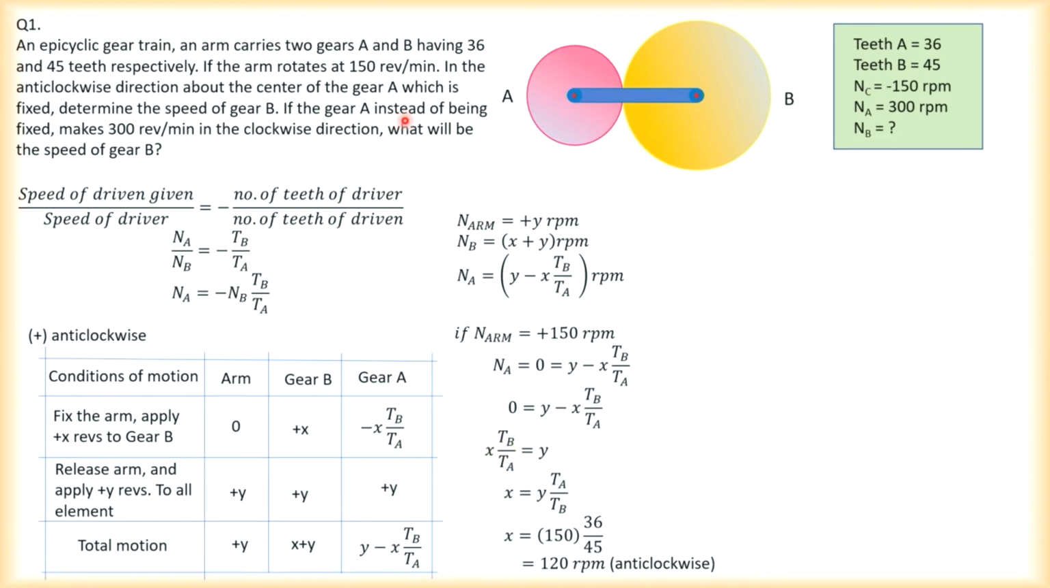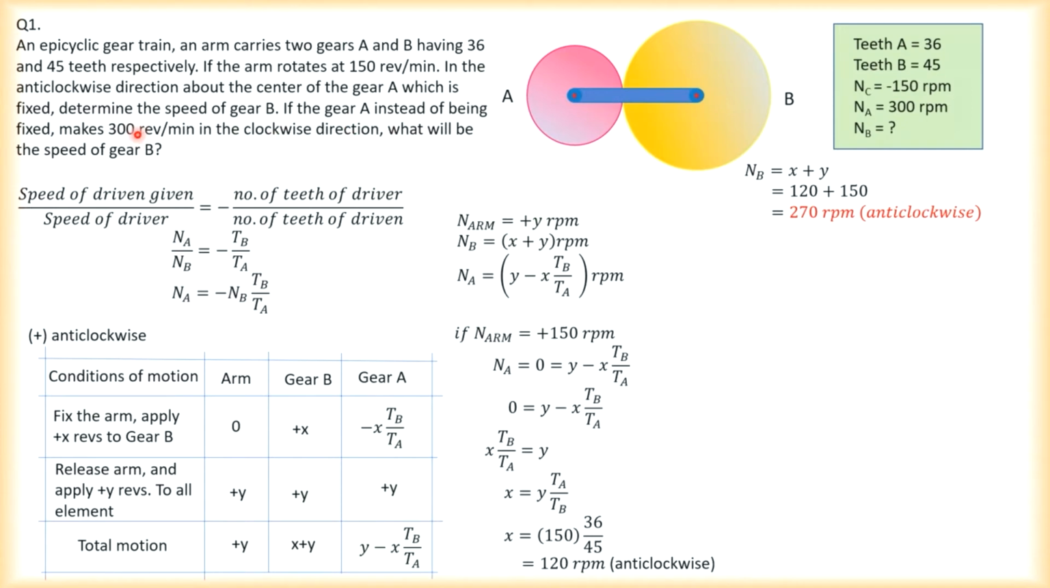The first thing is to find the unknowns X and Y. TB and TA are already given: TB is 45, TA is 36, so you can just substitute. Y they have given as positive 150, because they say 150 anti-clockwise. So from this, you can work out that X is equal to this much. Once you have found X and you know Y, you can find the speed of gear B. The speed of gear B, N_B, is X plus Y. You have found X is 120 and Y is 150, positive because it's anti-clockwise. So you get 270 anti-clockwise for gear B.